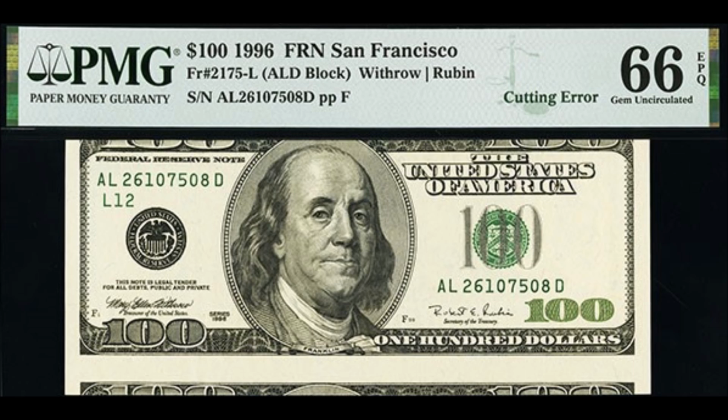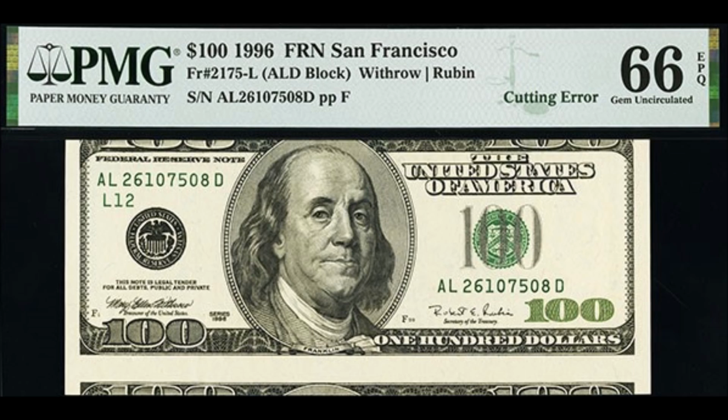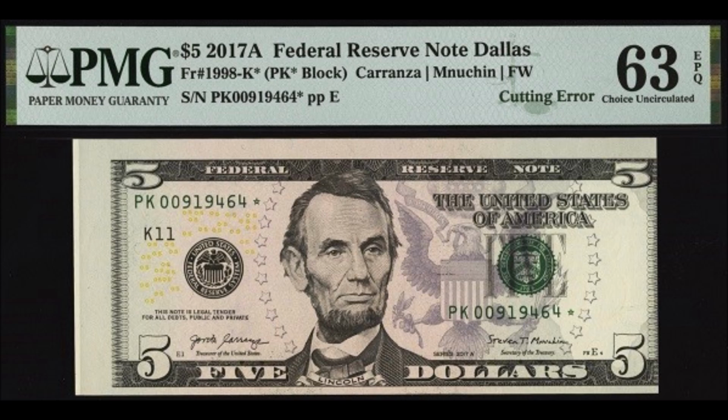When the cutting is done exceptionally poorly, a cutting error can occur. The value of a cutting error will be based upon how dramatic the error is and how much of the note is affected. This 2017 $5 Federal Reserve note has a cutting error that affects its horizontal alignment. This note sold for $400 in 2021 at a Heritage auction.